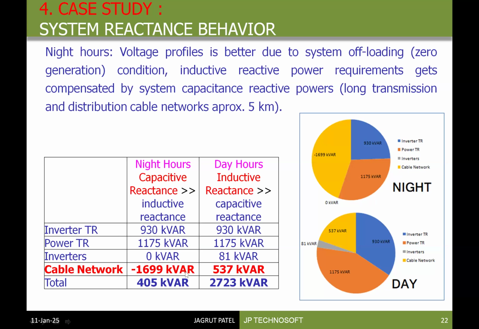The cabling network was delivering this many reactive kVAR because capacitive reactance is dominating inductive reactance. So in totality, only 405 kVAR consumption was happening during night hours. If we sum up these two, it is approximately 2000 kVAR. But the cabling network was helping in that way, and during night hours only 405 kVAR was consumed from the grid.